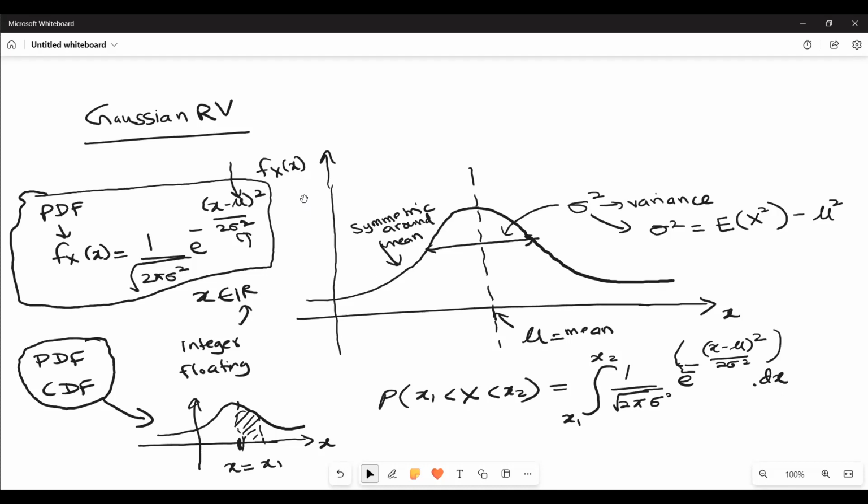Is it okay if I share this screen to another screen? Have you finished this page?